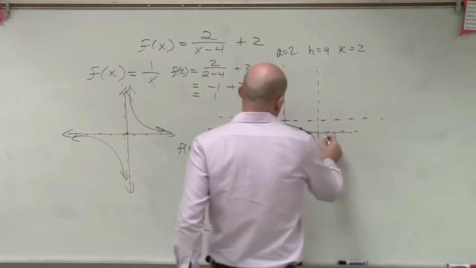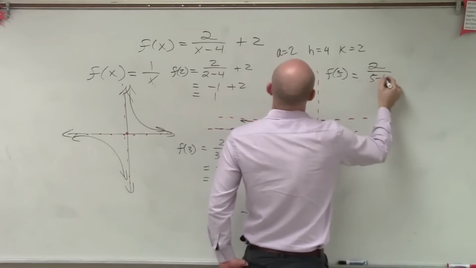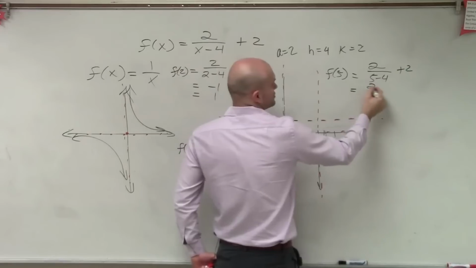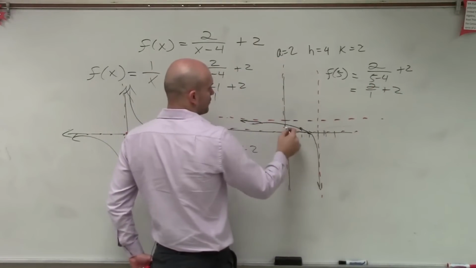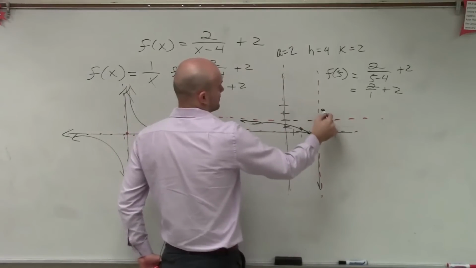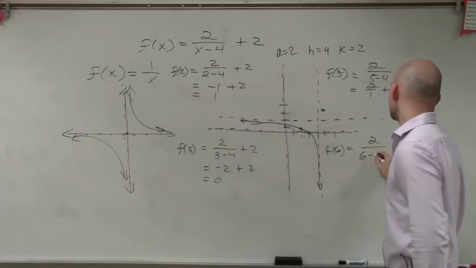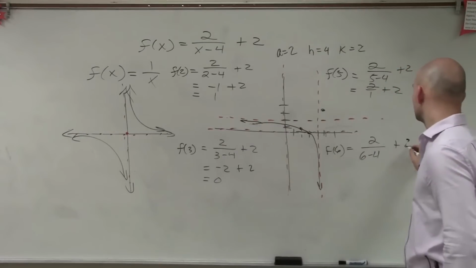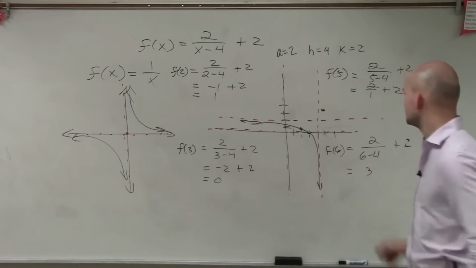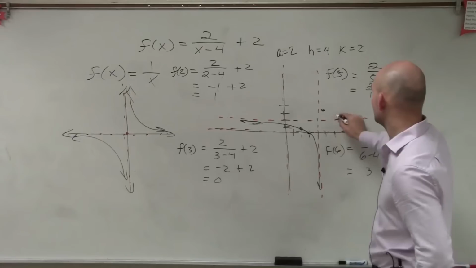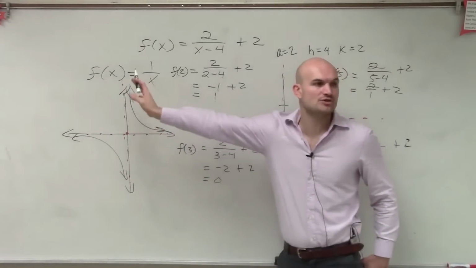Then I do 5. So I'll do f of 5, which equals 2 over 5 minus 4, plus 2, which equals 2 over 1 plus 2, which equals 4. So at 5, I have 1, 2, 3, 4. And then let's do f of 6. 2 over 6 minus 4, plus 2. So that becomes 2 over 2, which is 1, plus 2, which becomes 3. So at 6, I get 3. And then again, you have these 2 points. We know they have to fall into this shape where they're going to approach both asymptotes.